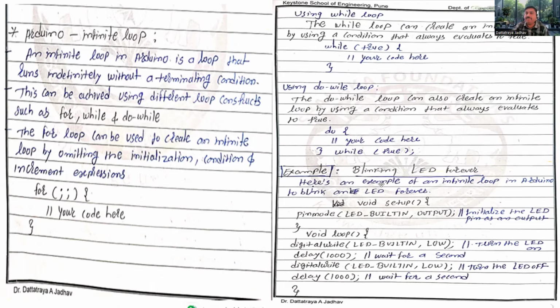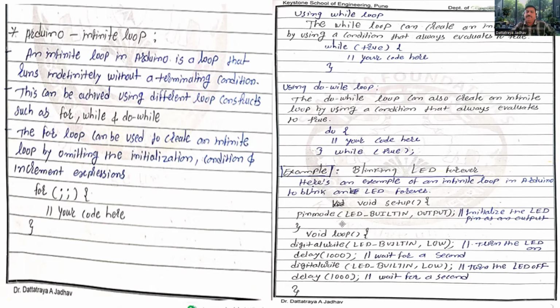Just taking one example: blinking an LED forever. The LED should be continuously blinking. Here is an example of an infinite loop in Arduino, to blink the LED forever. Suppose we take void setup, so we use the setup function.